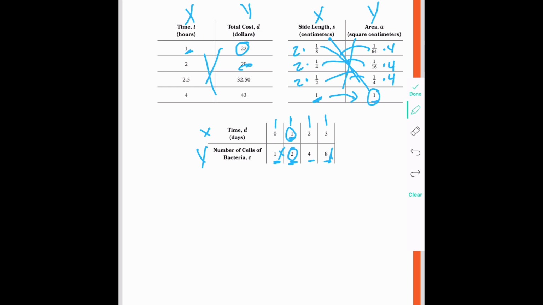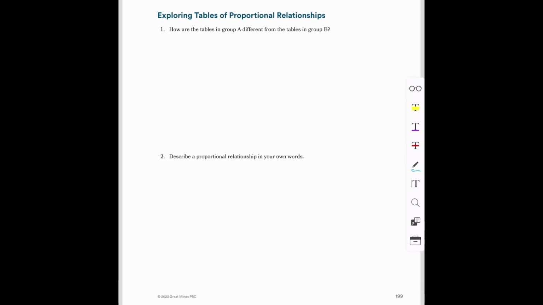Even if I wanted to check it the other way, where you divide y by x, 1 divided by 0 is 0, 2 divided by 1 is 2. So we're already not, so this one doesn't work either. So Pedro's group B all shows non-proportional things, okay? So now if we go back to page 199, if I'm not mistaken, yep.